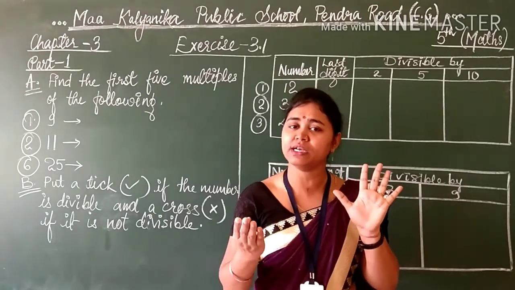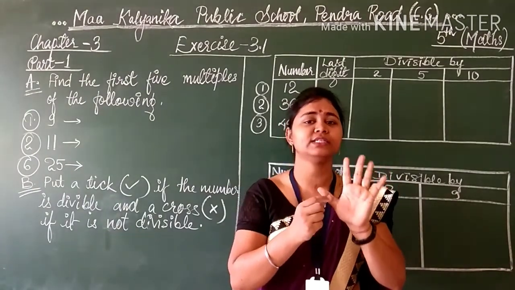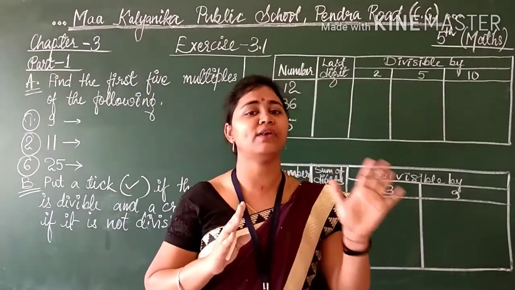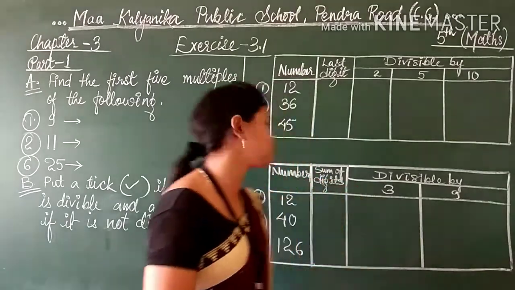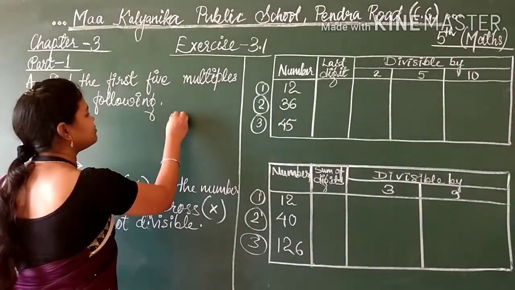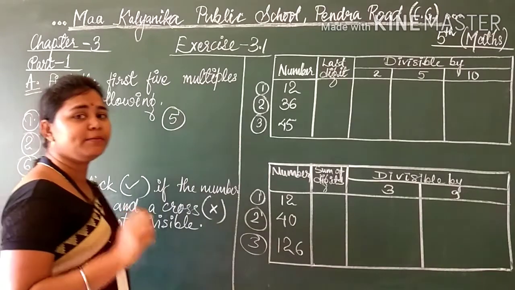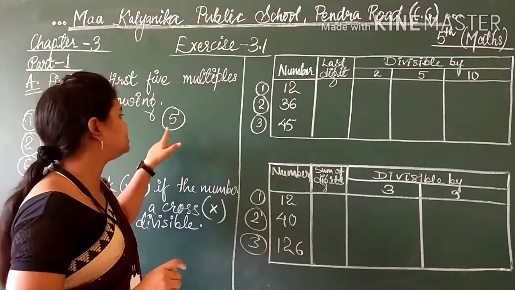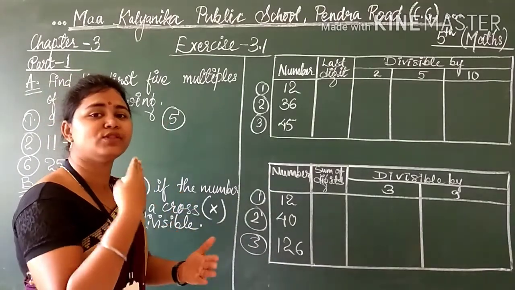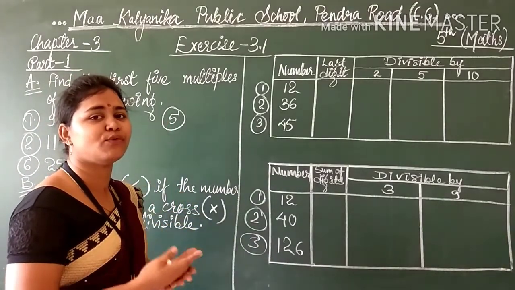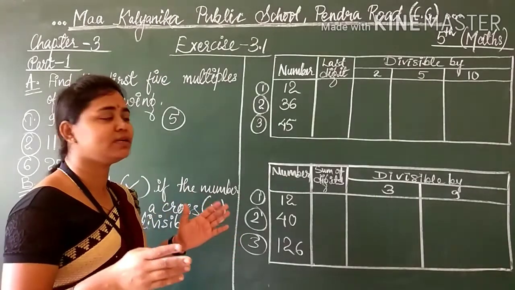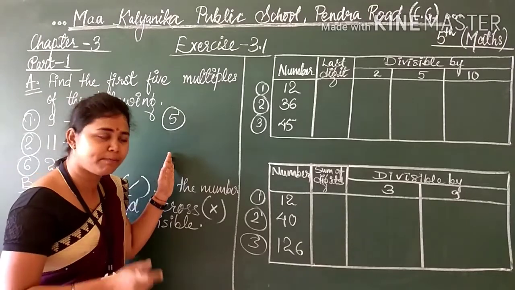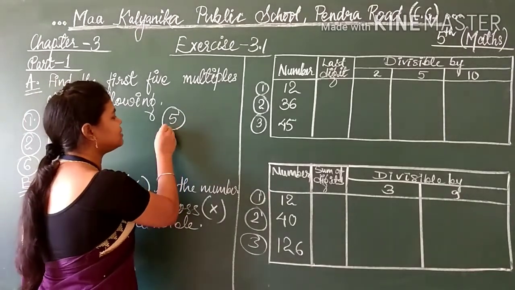There are many multiples of 5, students. When you multiply 5 by 1, 5 ones are 5, 5 twos are 10. I am showing you here. Simply in simple terms, multiples means the table. Multiplying with 1, 2, 3, 4, 5, like that all the numbers, and the results which you get are the multiples. Means I am telling the multiples of 5.